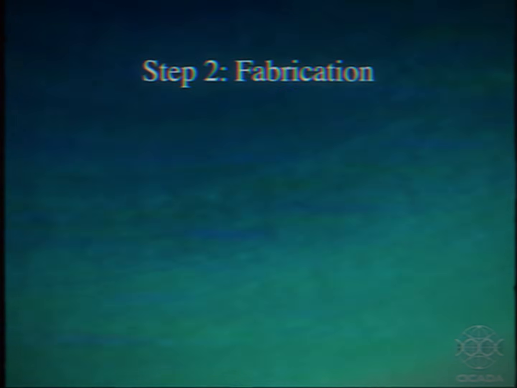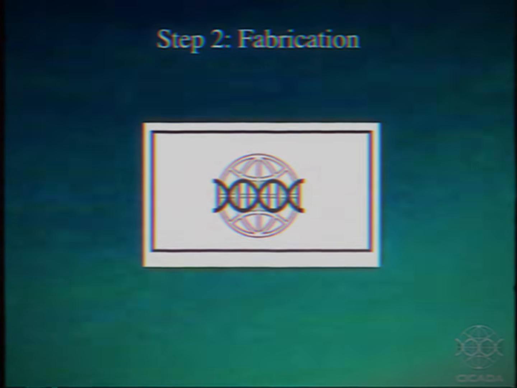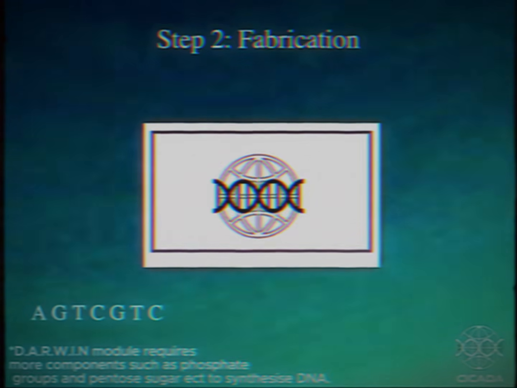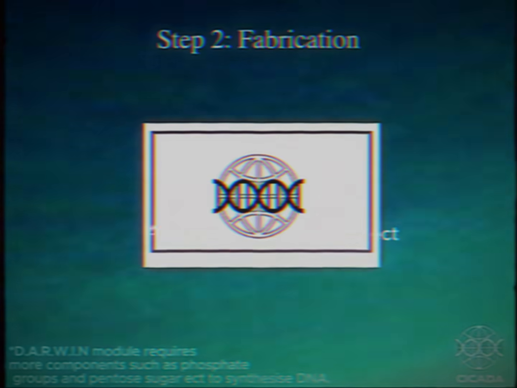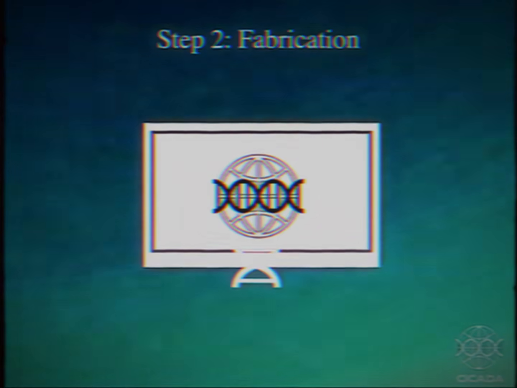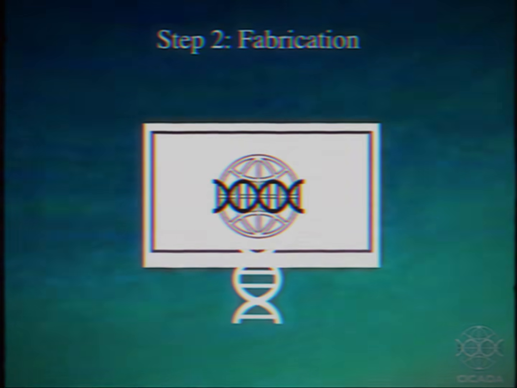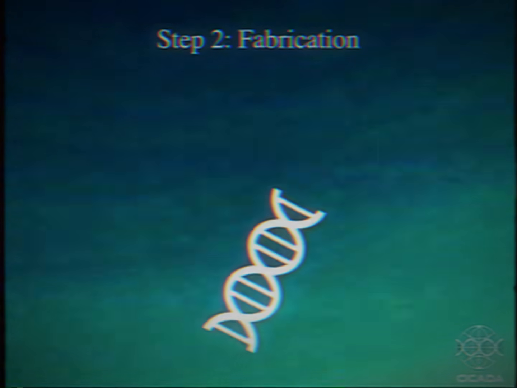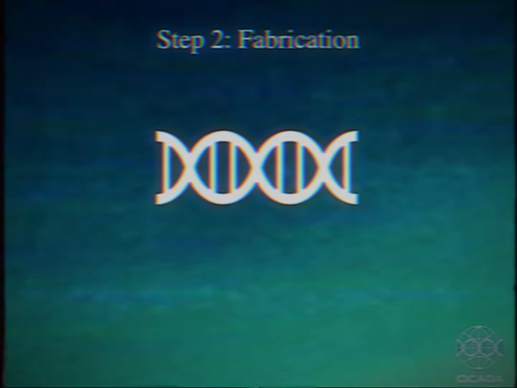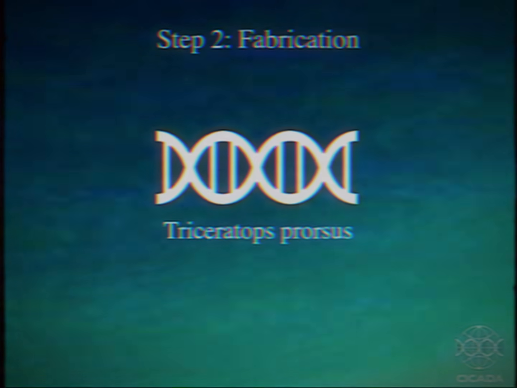A separate Darwin module loaded with the appropriate components such as free nucleotides and the correct enzymes can artificially synthesize the analyzed genetic material. The result of this process, fragments of paleo DNA from animals lost to time.